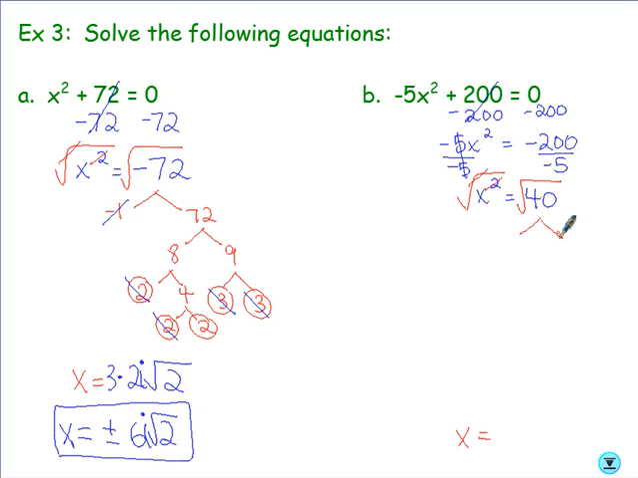Let's make a tree. 4 and 10, those are not primes. 4 is 2 and 2, those are primes. 10 is 2 and 5, and those are also primes.